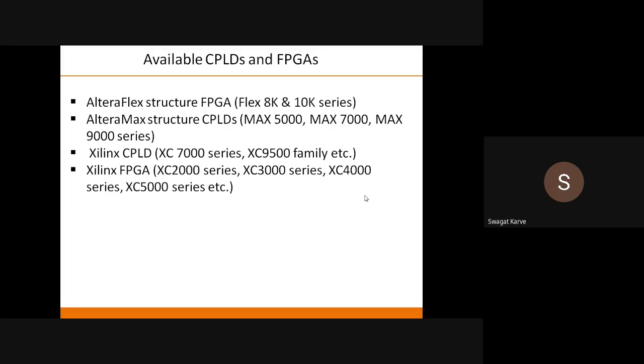Okay. Now, for your syllabus, you have Altera Flex 10K, then Max 7000 series. Okay, and then Xilinx XC9500 CPLD. So this remaining point we will discuss in the next lecture, and probably we will finish this unit. Okay, in next lecture. So today we will stop here.